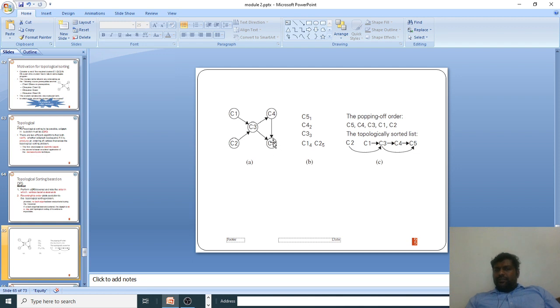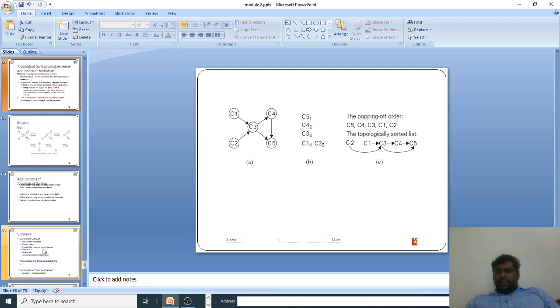Now C5, any adjacent vertices? No. Pop that. Next C4, any adjacent vertex? No. C3, any adjacent vertex? No. C1, any adjacent vertex? No. Then C2, any adjacent vertex? No. Either you can consider C1 or C2, and note that any graph can contain more than one topological ordering. On reversing it, we get C2, C1, C3, C4, and C5. This is the topological ordering.